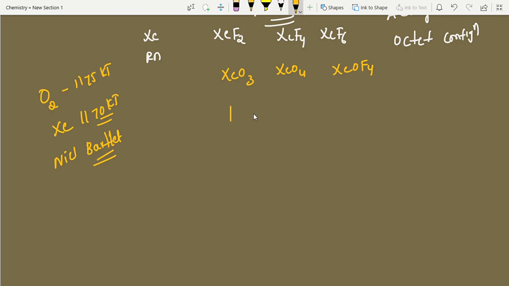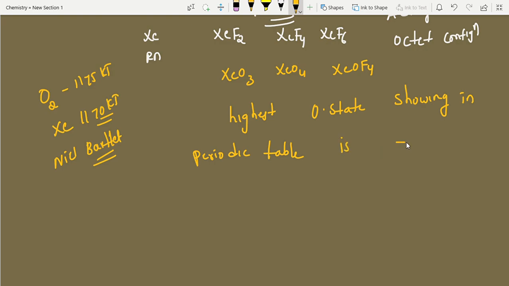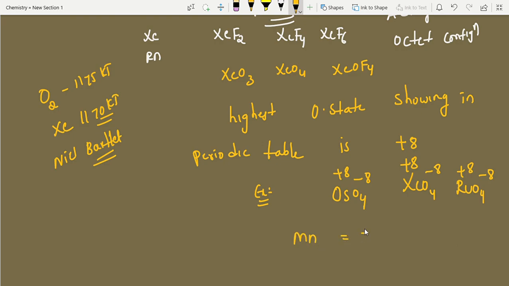The highest oxidation state shown in the periodic table is +8. Examples: xenon +8. Even ruthenium also shows -8 to +8. And manganese's highest oxidation state is +7.